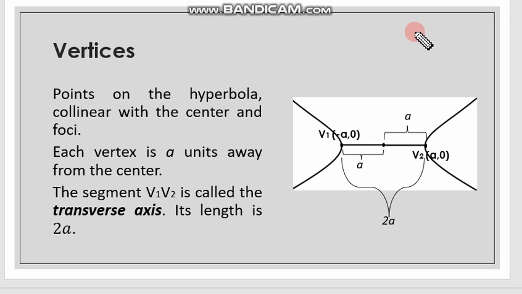Okay, the vertices. It's the same concept as in the parabola. The vertex is at the extreme point of both branches of our hyperbola. From the center to the vertices, that's a units. From the center to vertex 1, that's a units, and from the center to vertex 2, that's a units. Together, from vertex 1 to vertex 2, that's 2a. The segment from vertex 1 to vertex 2 is what we call the transverse axis, so its length is 2a.